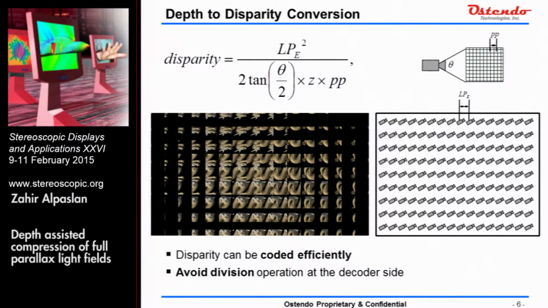Then we render those elemental images, we get the depth and transform it into disparity, and we use disparity because it can be coded efficiently. Another important thing for us is that disparity avoids the division operation at the decoder side, which simplifies the implementation of the decoder.